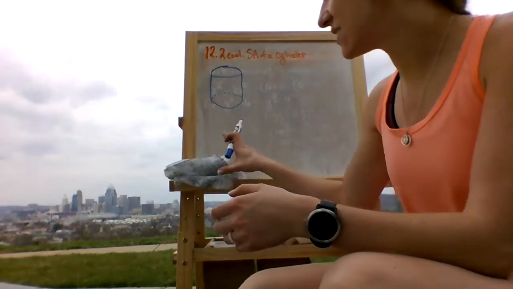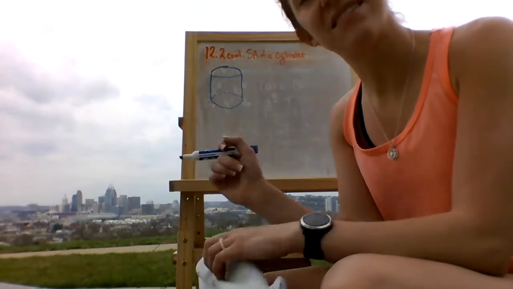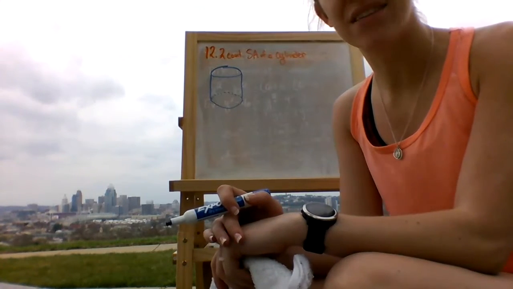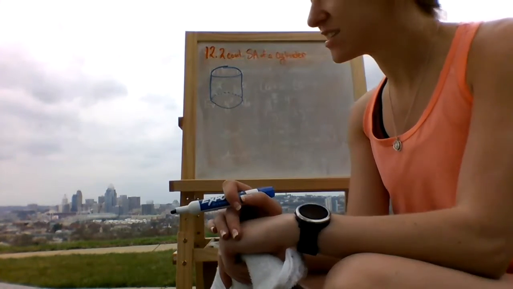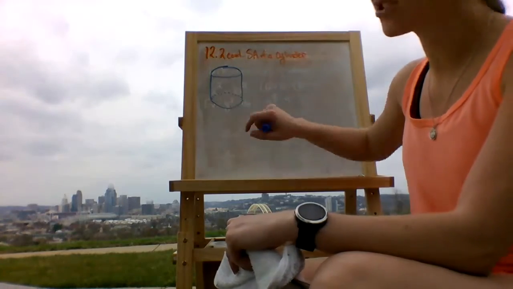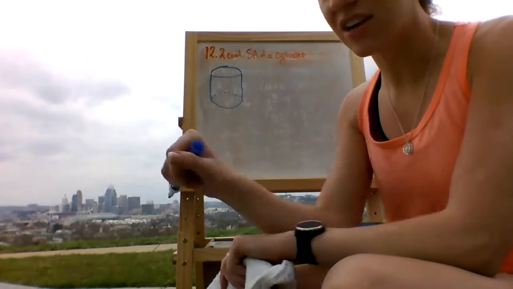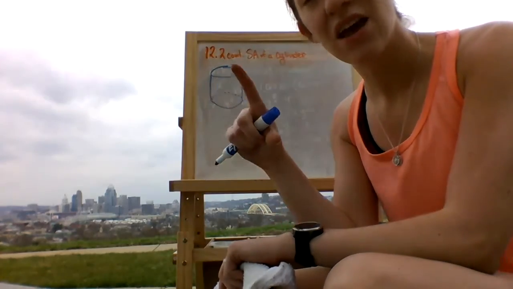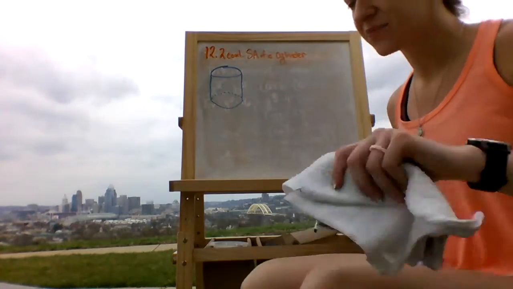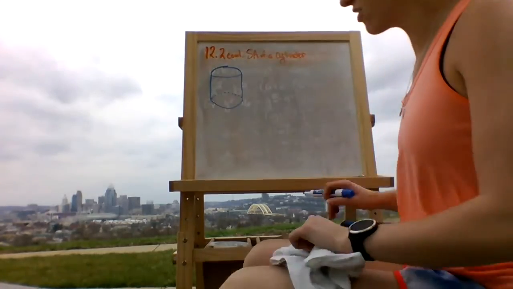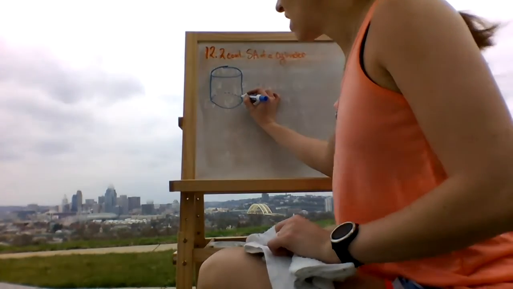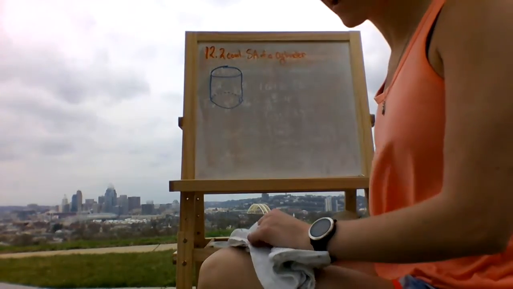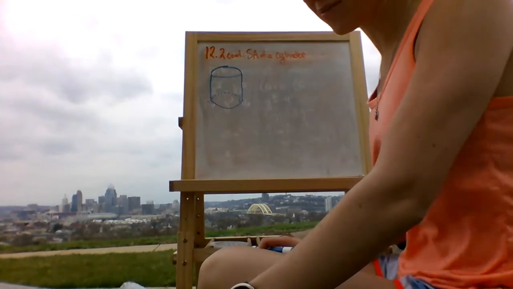So in today's video I'm going to be discussing section 12.2 and continuing with the surface area of a cylinder. A cylinder is a solid with two congruent circular bases connected by a height, and the height is the perpendicular distance between those bases. In a right cylinder, that height is perpendicular to the base, as we discussed in a right prism.